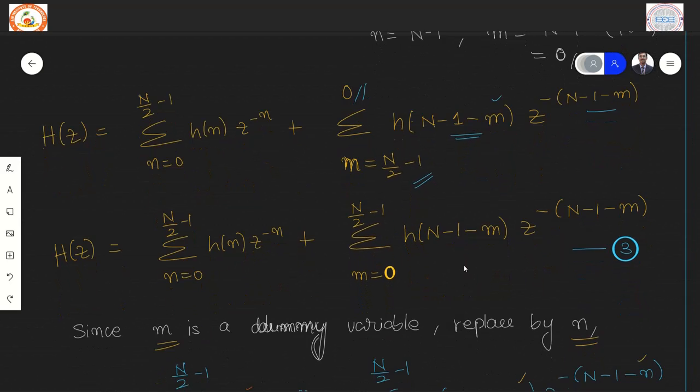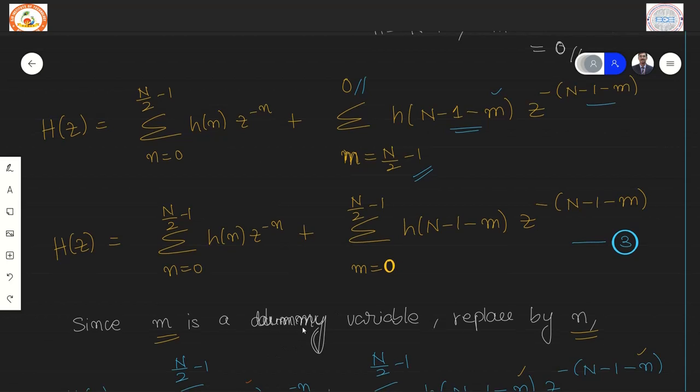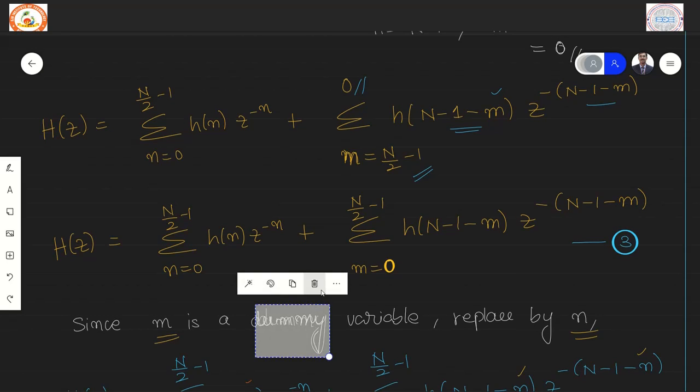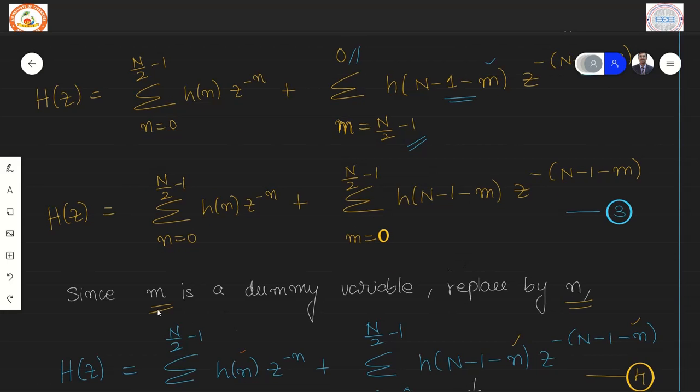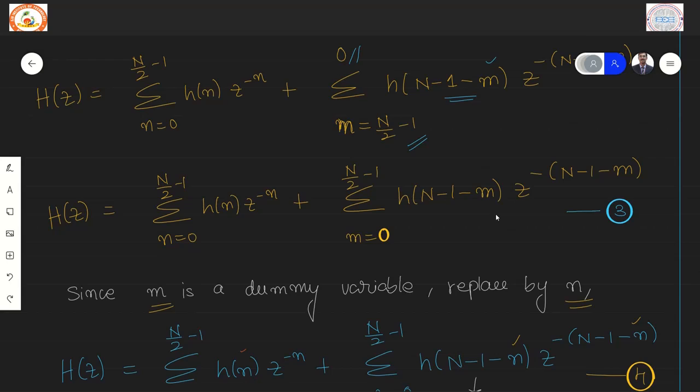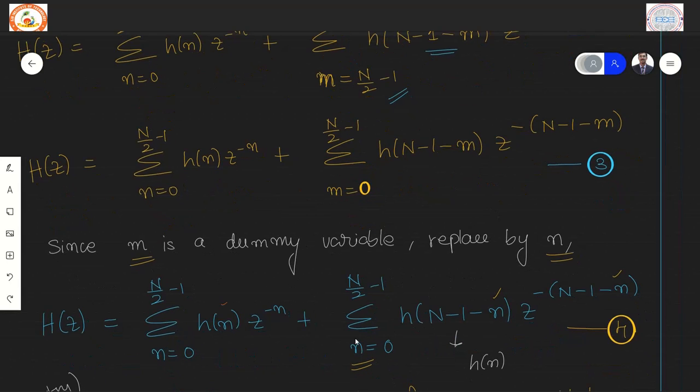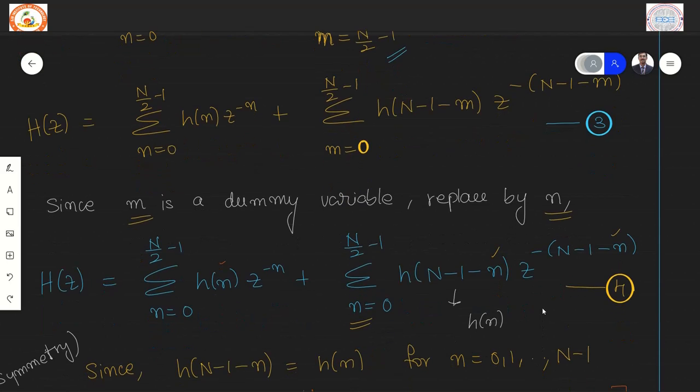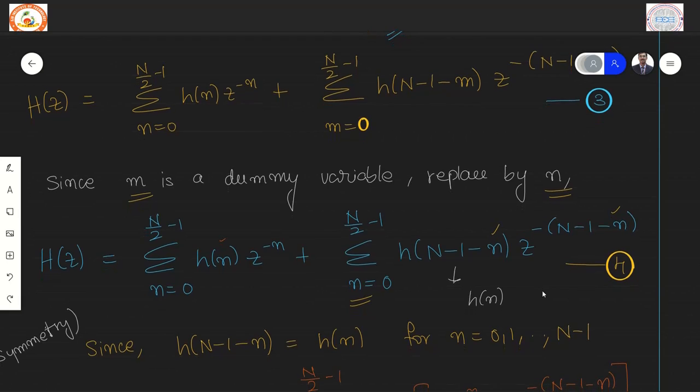Now since m here is a dummy variable, we can actually change it. You can call it by any name. So we replace it by n. Instead of calling it as m, we call it as n. Then the equation changes slightly again. The index is now called as n, and here we have changed that m to n, and here also we have changed that m to n. This equation will be called as 4.